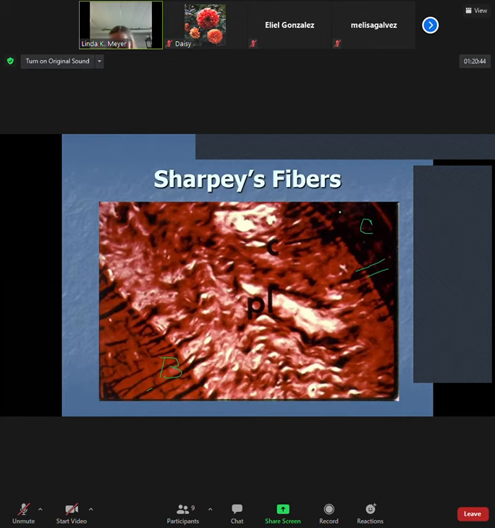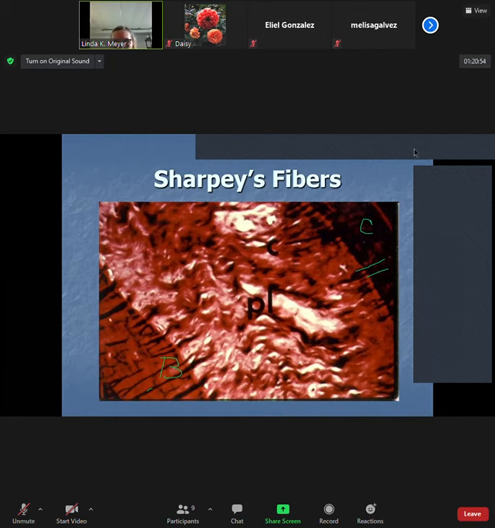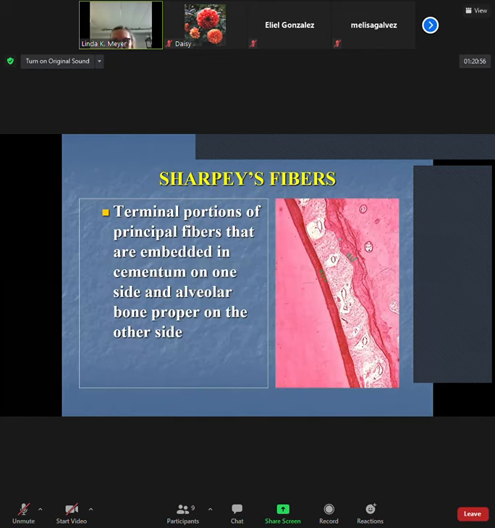So when there's normal function, normal occlusal forces acting on a periodontium, we're going to see the normal arrangement of the principal fibers as we looked at here. This is a functioning PDL, normal width here. In this case, we're looking at the oblique fibers because they have that oblique angle to them.